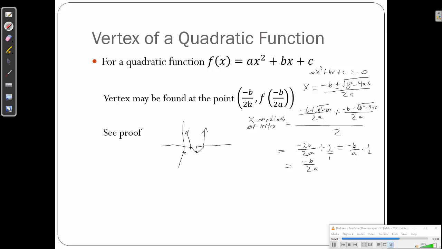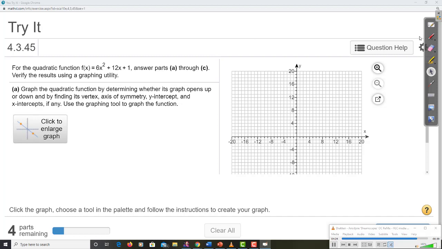And that's how we get the x-coordinate of the vertex. How you get the y value is just plug into the function. So it's a very simple proof to establish that this is a formula for the vertex of a quadratic function. So let's do one of the problems we were doing right at the end of last video, only using this instead. This is based on problem 45 from our textbook in this section.